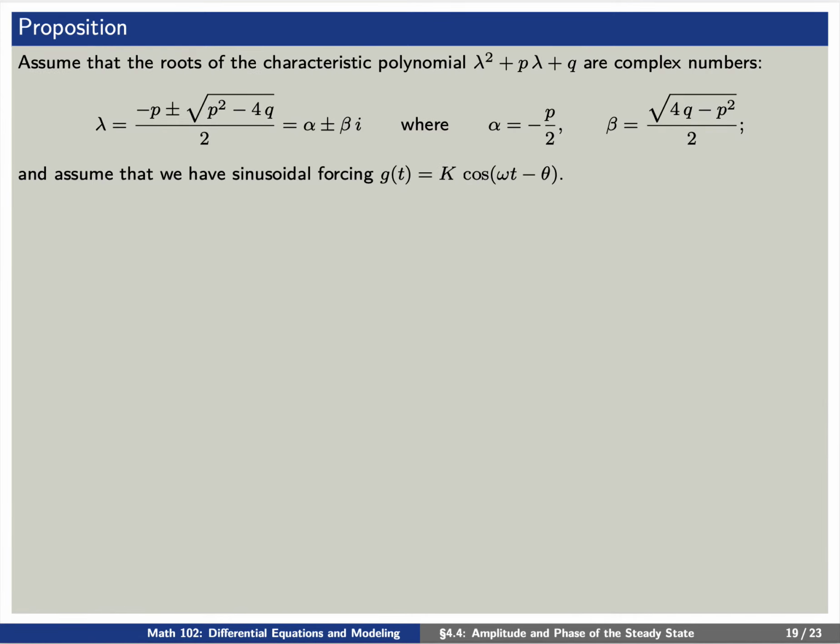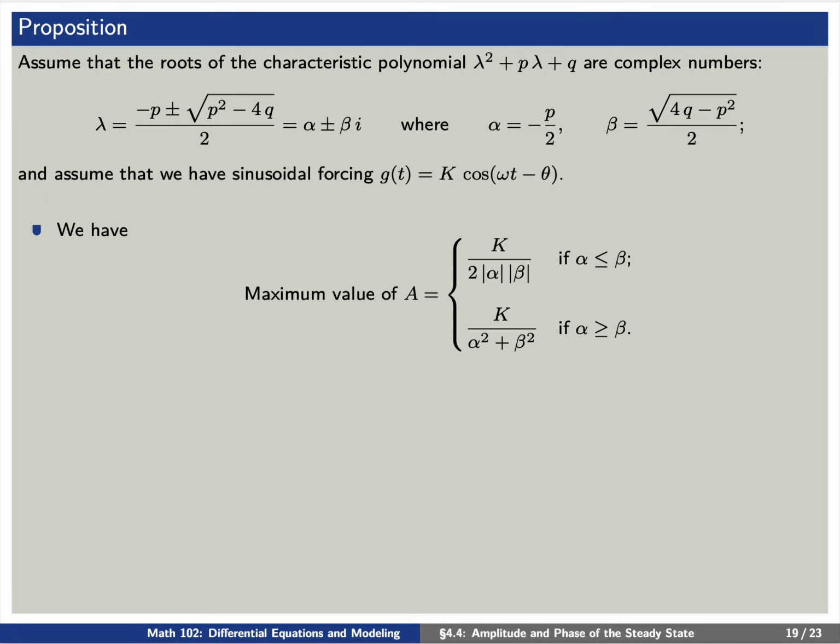Let's assume that the roots of our characteristic are complex numbers, which we'll express in terms of alpha and beta. We'll also assume that we have sinusoidal forcing. First, the maximum amplitude that we can get depends upon our choices of alpha and beta. If alpha is less than or equal to beta, the maximum amplitude is capital K divided by the absolute value of twice alpha beta. On the other hand, if alpha is greater than beta, then our maximum amplitude is capital K divided by alpha squared plus beta squared.